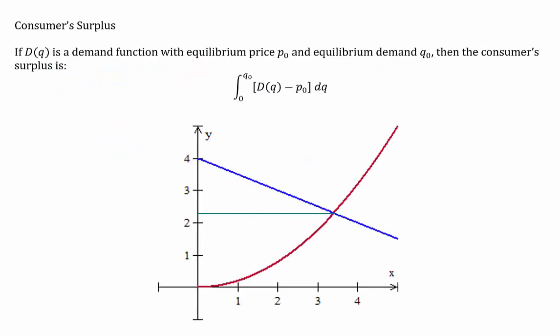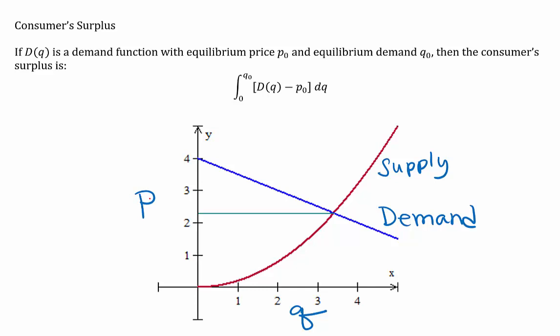Finally, I want to show you a specific business application of integration. And this application applies to demand and supply curves. And so what I have shown right here in this graph is in red, I have a supply curve. And in blue, I have a demand curve. On the axes is Q, which stands for quantity, the number of items. And the y-axis is P, or price per item.